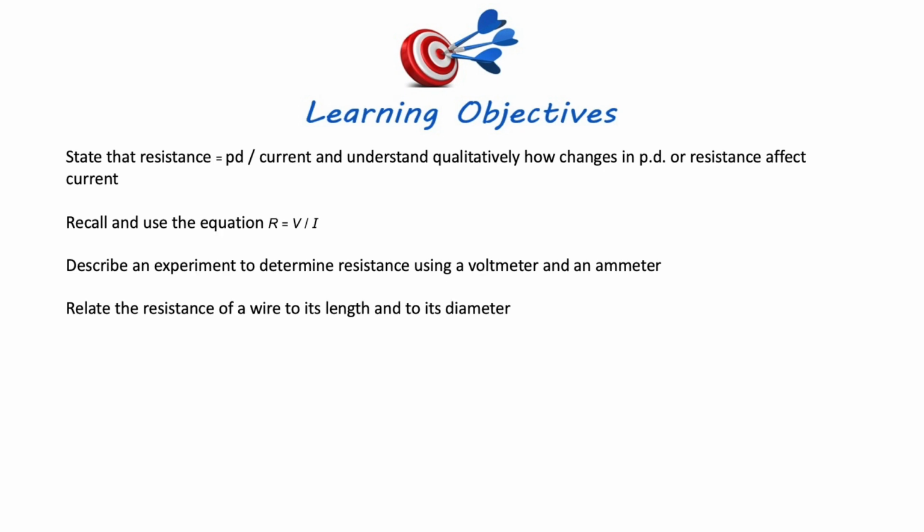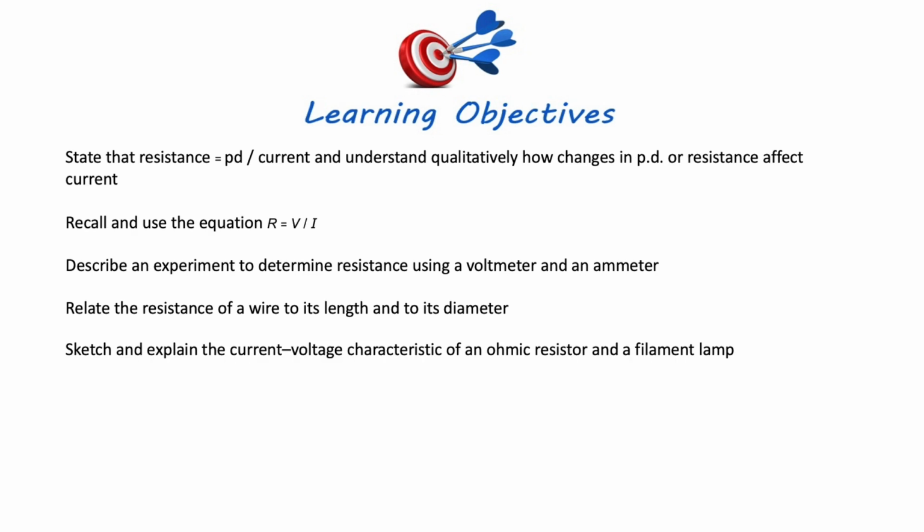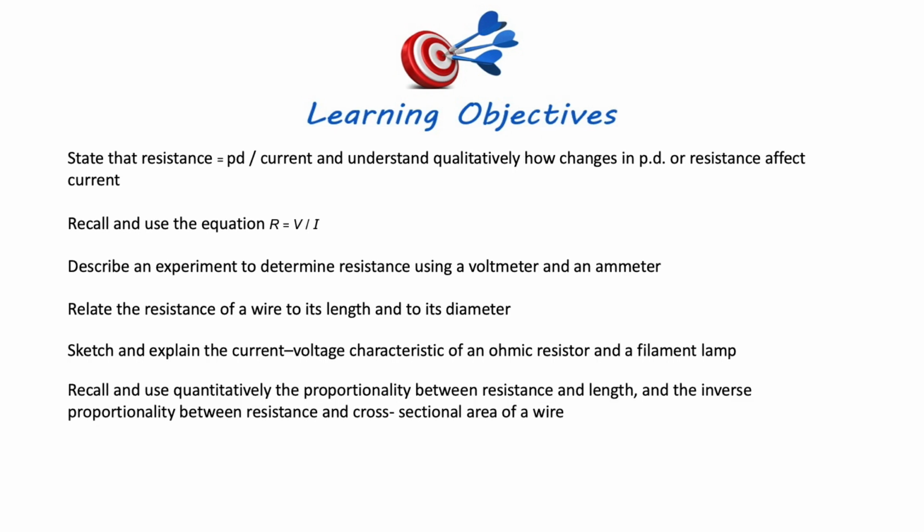Relate the resistance of a wire to its length and to its diameter. Sketch and explain the current voltage characteristics of an ohmic resistor and a filament lamp. Recall and use quantitatively the proportionality between resistance and length and the inverse proportionality between resistance and cross-sectional area of a wire. Resistors in series and parallel.